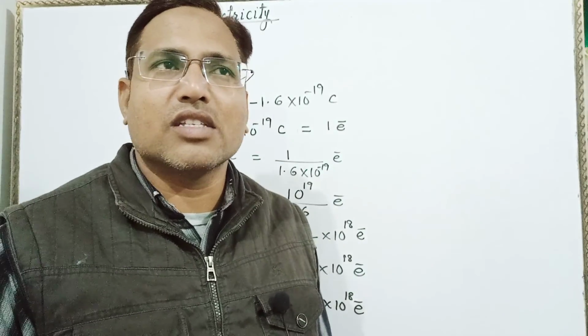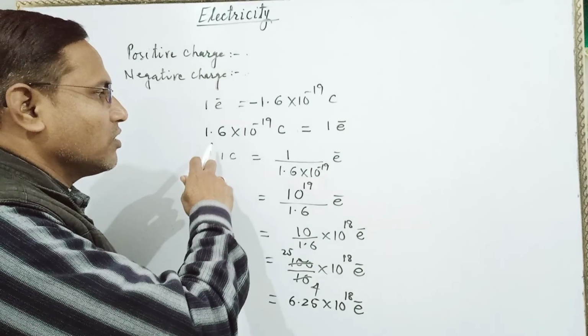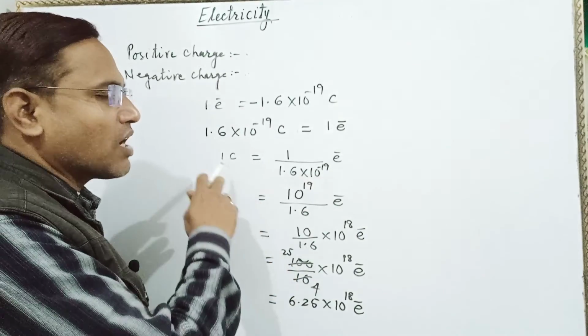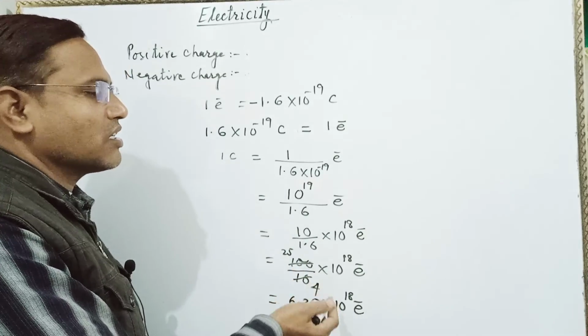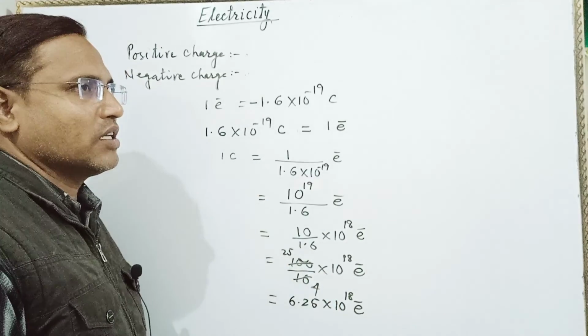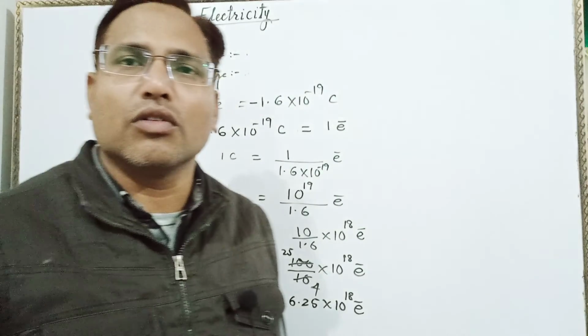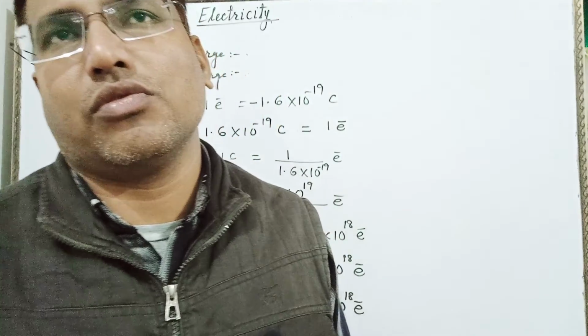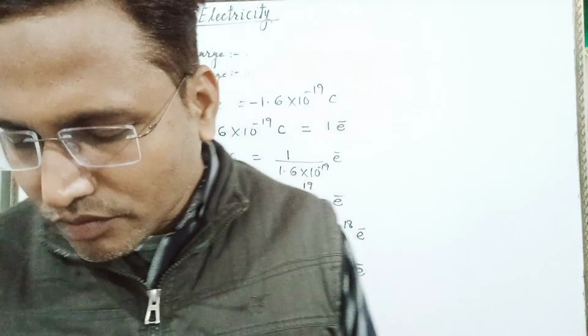Sometimes you are asked questions to convert this, that means you are asked to find out how many electrons constitute 1 coulomb of charge, or 1 coulomb of charge is present on how many electrons. Thus in this way you can solve the numerical.